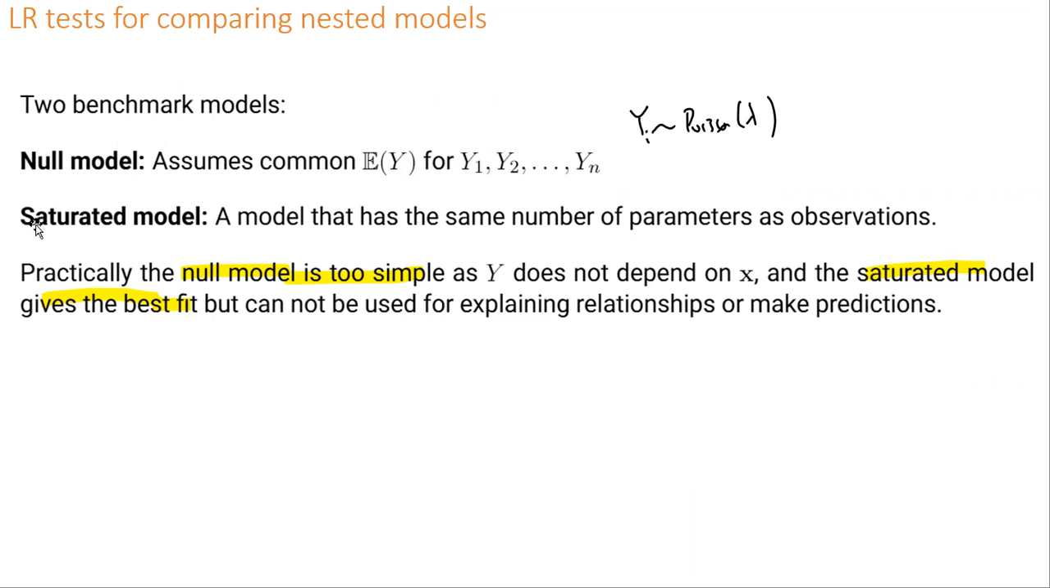Now the saturated model also does not depend on the covariates and so does not depend on beta. This is a model where it has the same number of parameters as observations. So basically the parameters are going to be equal to the observations. Why are these not useful other than for comparing your model? The null model is too simple, it does not depend on X. A saturated model does not depend on X either, but it gives the best fit. Other than that, it can't explain relationships between X and Y or make predictions on new data.